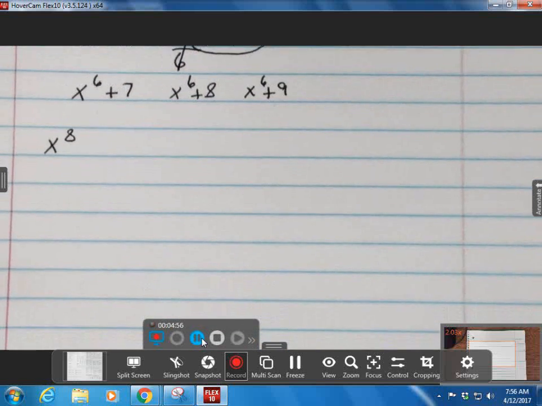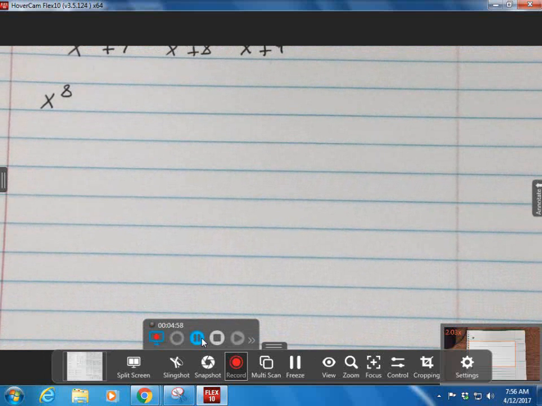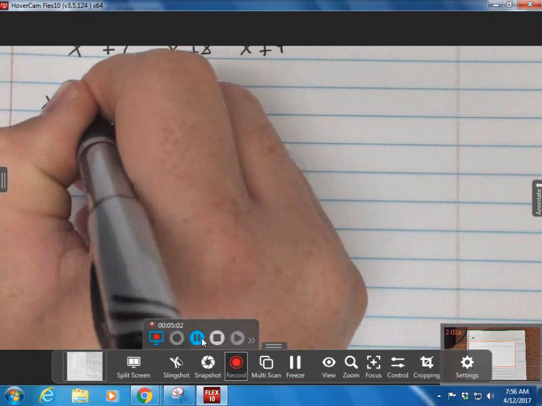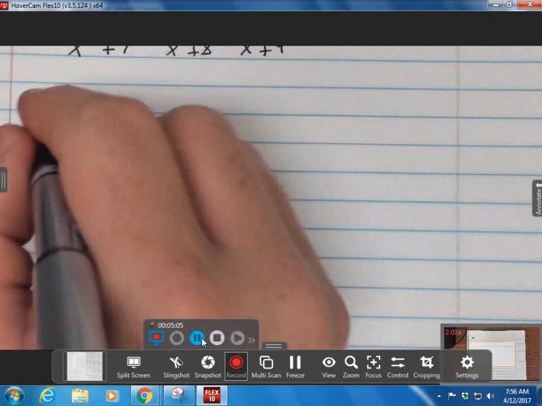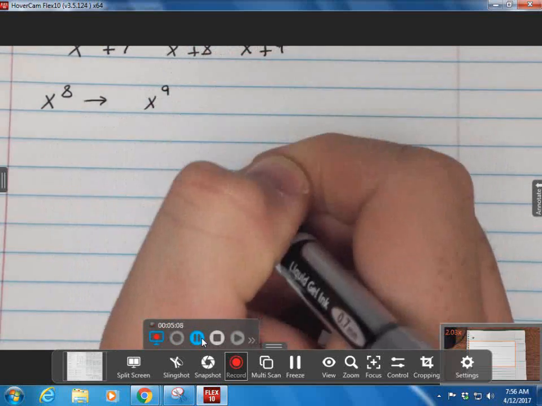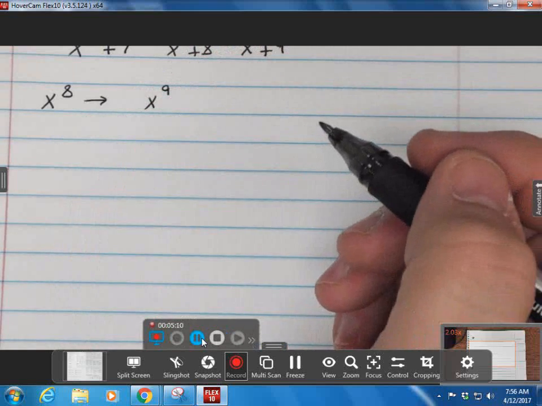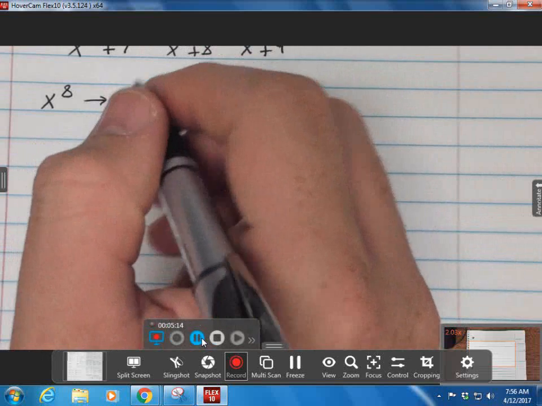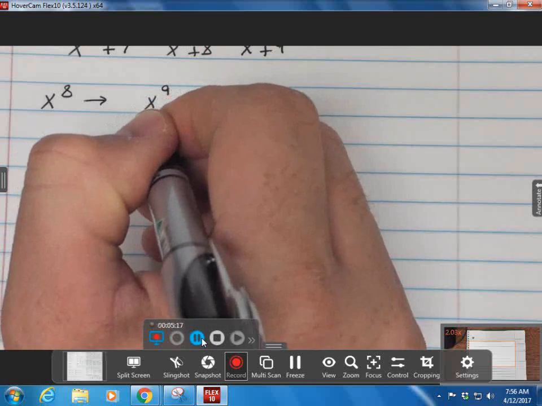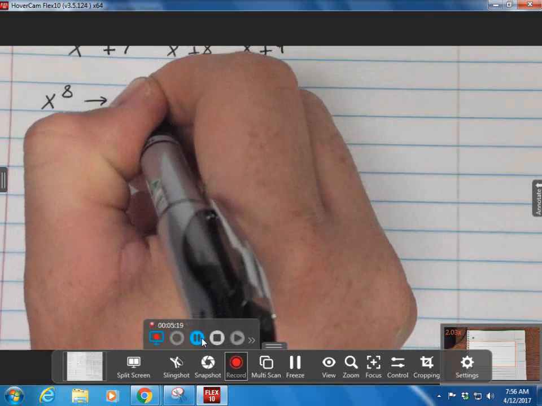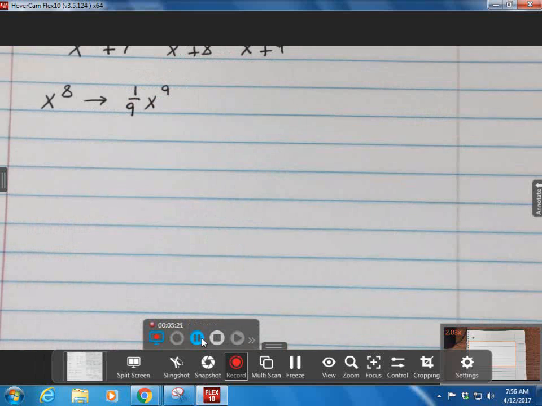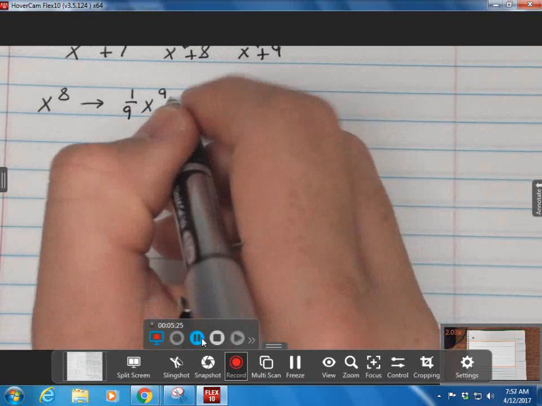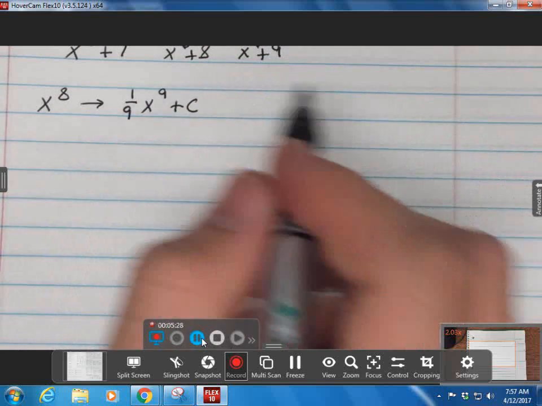Okay, next one. Let's find the antiderivative of x to the eighth power. Now we're getting a little bit more difficult. The antiderivative of x to the eighth, we're going to add one to the power, divide by the new power. Before we had stuff that cancels, here it doesn't. So we're going to divide by 9, and you can write that as division by 9. I would like for you to get into a habit of putting 1/9 instead of dividing by 9. Plus the constant.